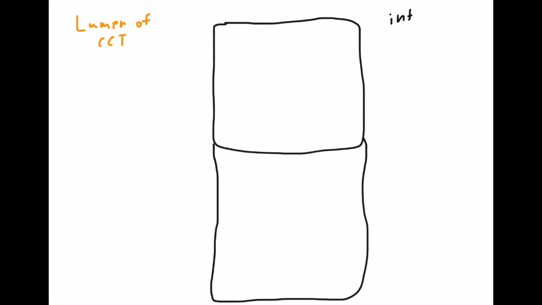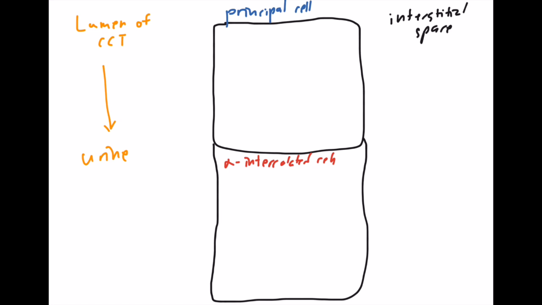So what I'm drawing here is the general structure of the cortical collecting tubule, showing the lumen here and the interstitial space here. The two main cells in this area of the kidney are the principal cell and the intercalated cells. So the lumen of the cortical collecting tubule, that's going to be where the urine is. So what does the principal cell do? It actually is responsible for absorbing sodium, secreting potassium, and absorbing water through aquaporins.